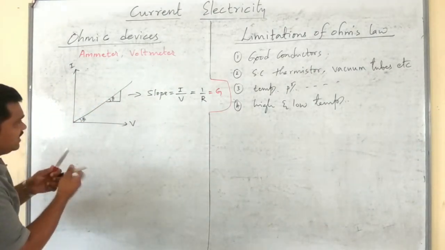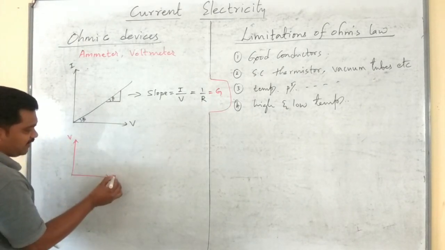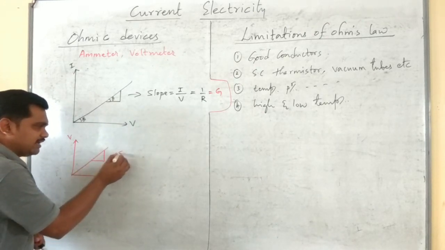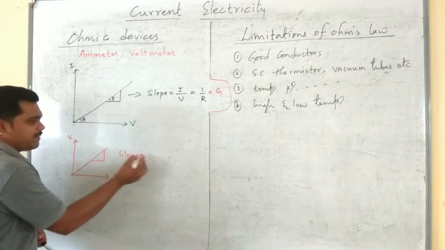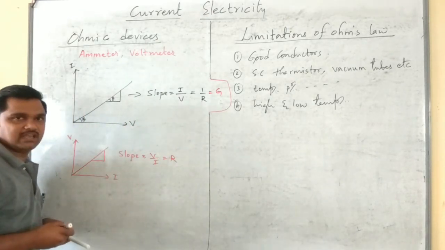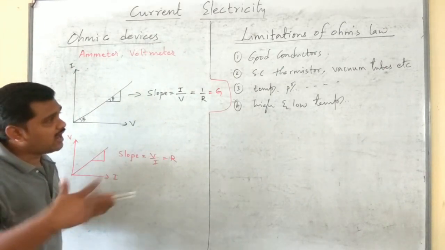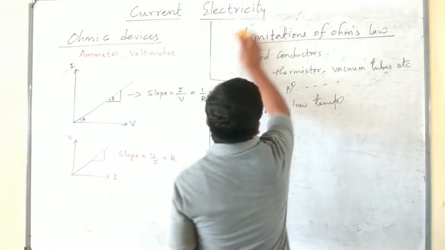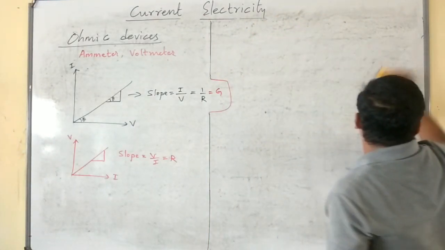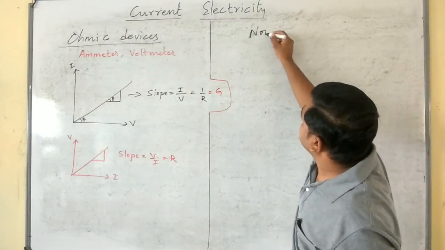Next, similarly, if you take V versus I graph, then also we would get a straight line, but here the slope gives us V by I. V by I is resistance. All ohmic devices obey this type of a graph. How about in case of non-ohmic devices? What are non-ohmic devices? The devices which do not obey Ohm's law are called non-ohmic devices.